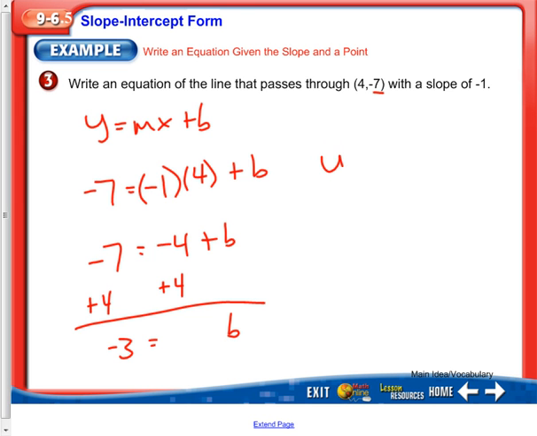So we're going to have y equals -x minus 3. The slope is -1, so I could write -1x or just plain -x. The b is -3, so I put -3. So that's my answer.